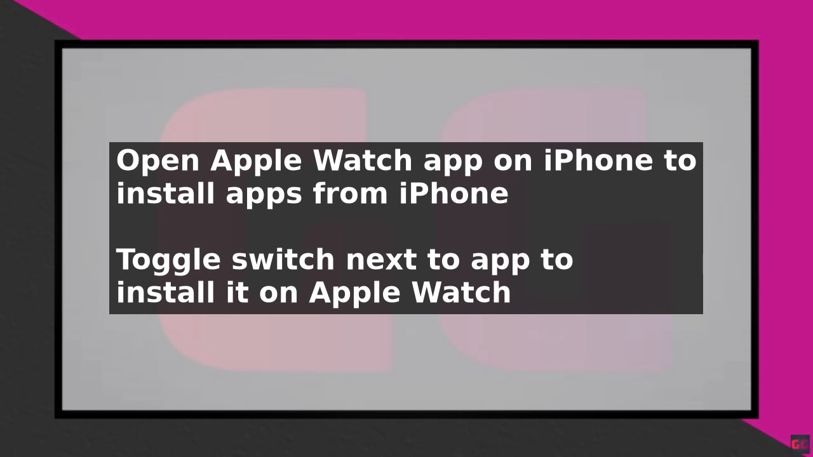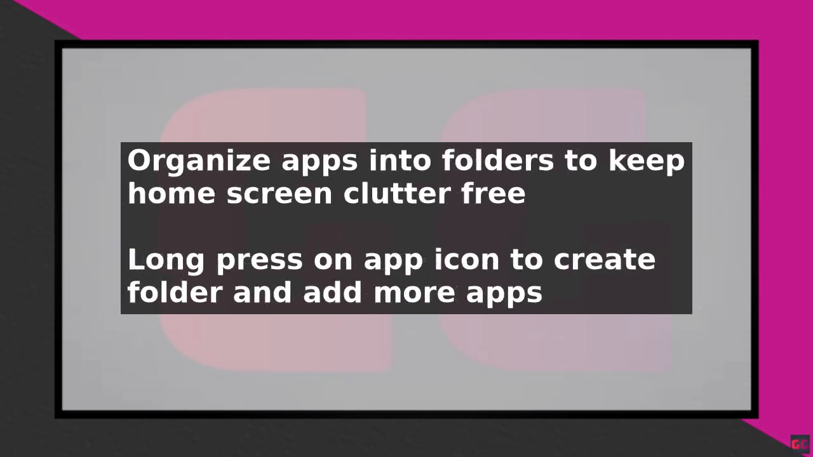Once you have installed an app on your Apple Watch, you can find it on the home screen. Tap the digital crown to go to the home screen and you will see all the installed apps. You can then tap on an app to open it. It is also a good idea to organize your apps into folders to keep your home screen clutter-free.